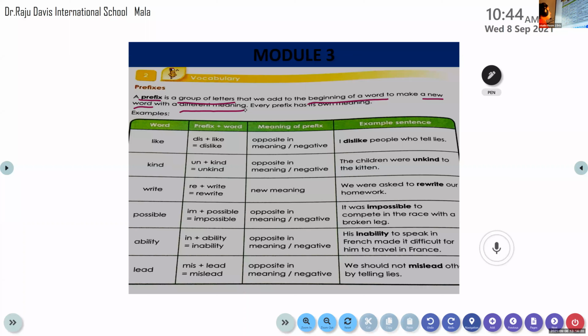Okay, read the sentence. We were asked to rewrite our homework. Now, Pranav, can you tell me the meaning of the word rewrite? What does it mean? Write again. Sometimes, if the students don't do the classwork or homework in a neat way, the teachers will instruct them to rewrite the thing, right? Rewrite means to write again. Very good, Pranav. Thank you.